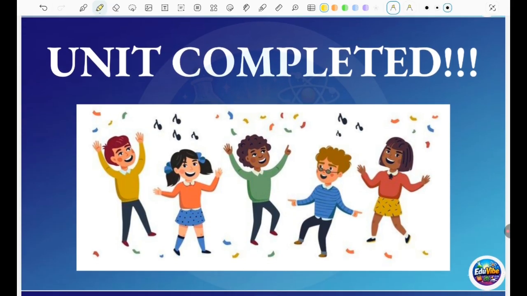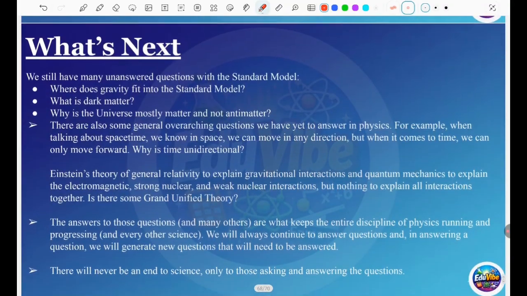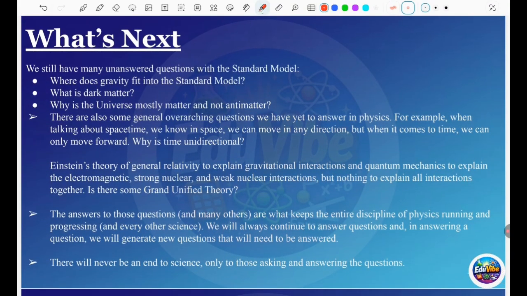So this unit is fully ended, and we completed the course too. We completed all the topics of this course, which is Physics 30 or Grade 12 Physics. So now we are at the end. We end this unit. So what's next? We have to know what comes after that.